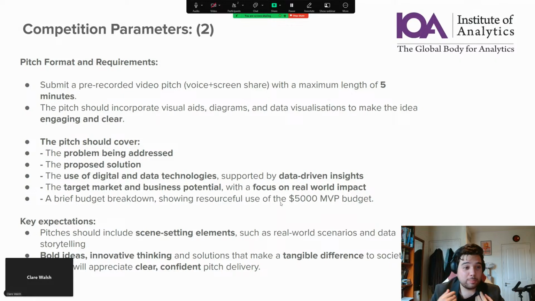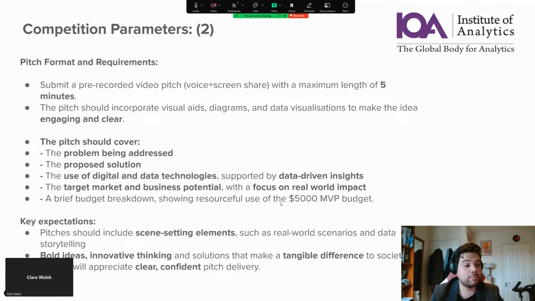So in terms of the actual pitch format, you'll be expected to submit a pre-recorded video pitch, so just a voiceover and a screen share of a presentation, for example, with a maximum length of 5 minutes. The pitch should incorporate visual aids such as visualizations and diagrams, which we've talked about already. It should start by setting the scene and the context of the problem you are addressing. Feel free to bring in real-life examples of why the problem you're addressing is a problem and how it's negatively affecting the world.